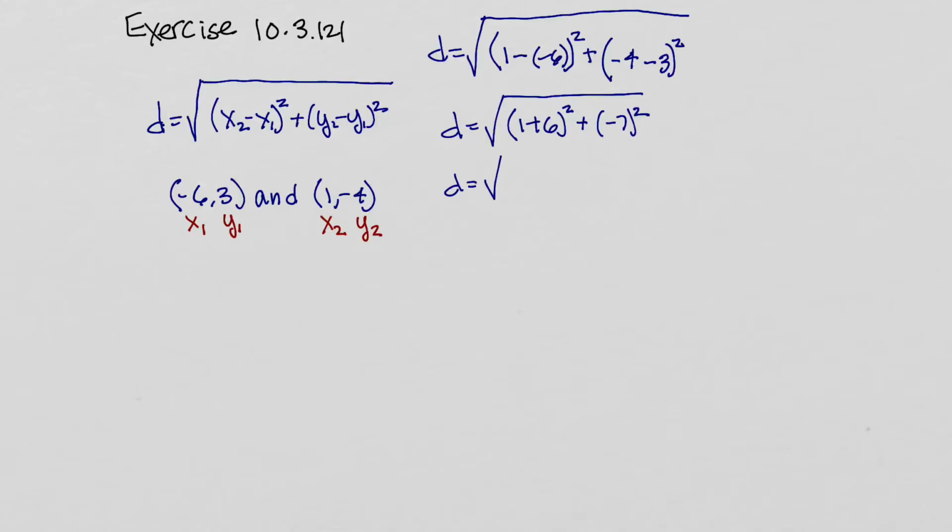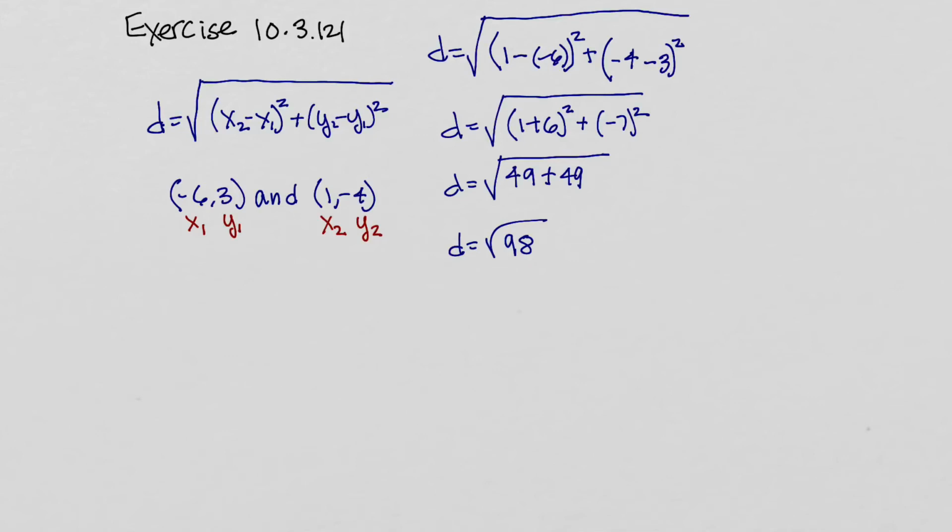d is equal to the square root, and I'm just going to do this. 1 and 6 is 7. 7 squared, 49. Plus, now, -7 squared is also 49. This will give us d is equal to the square root of 98.